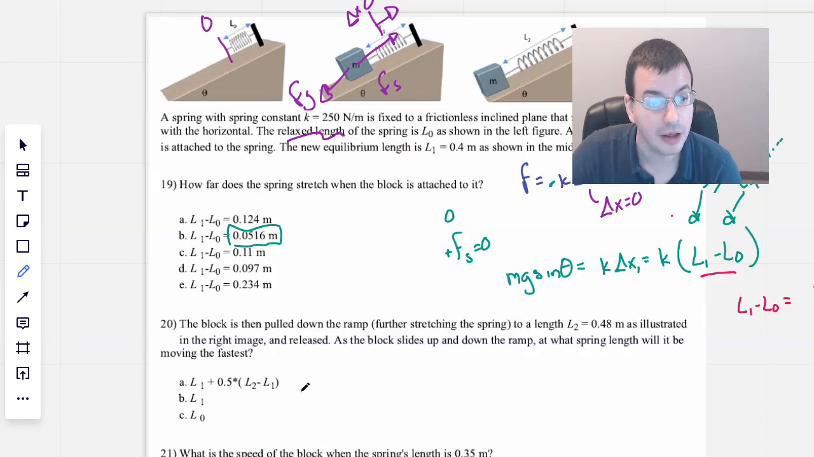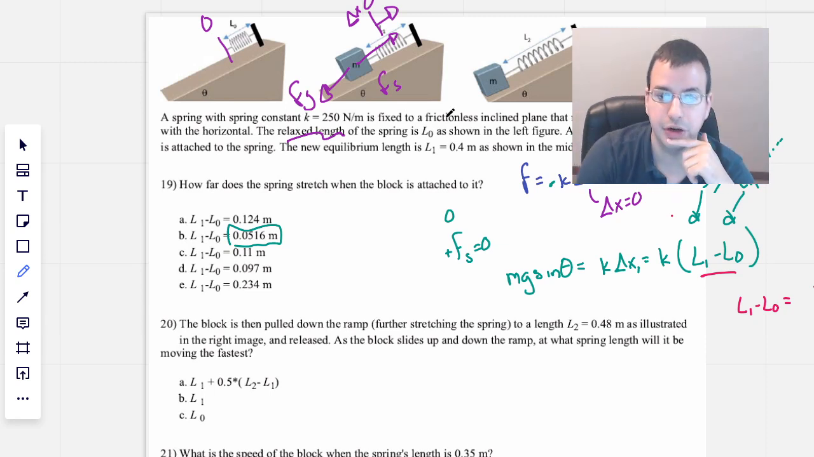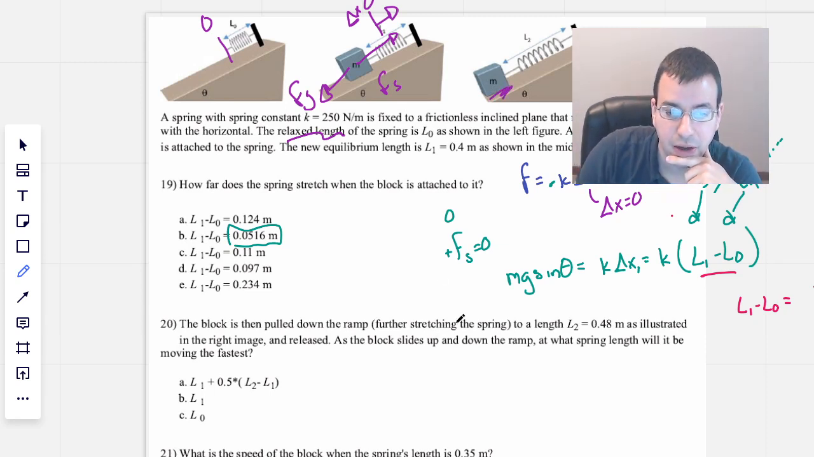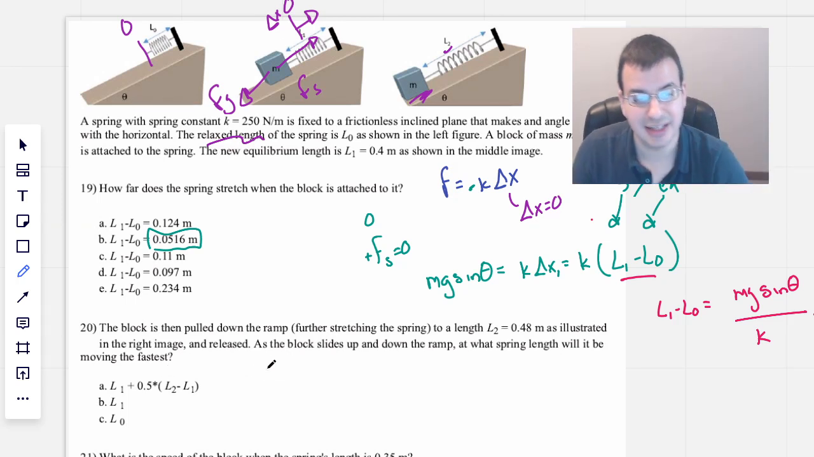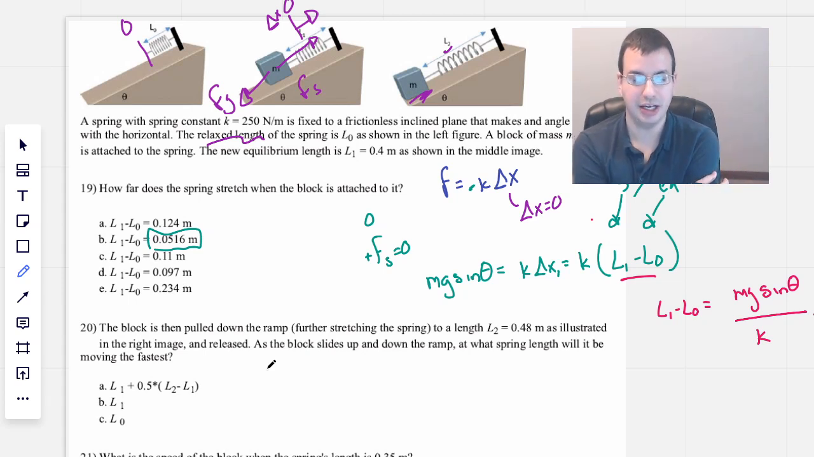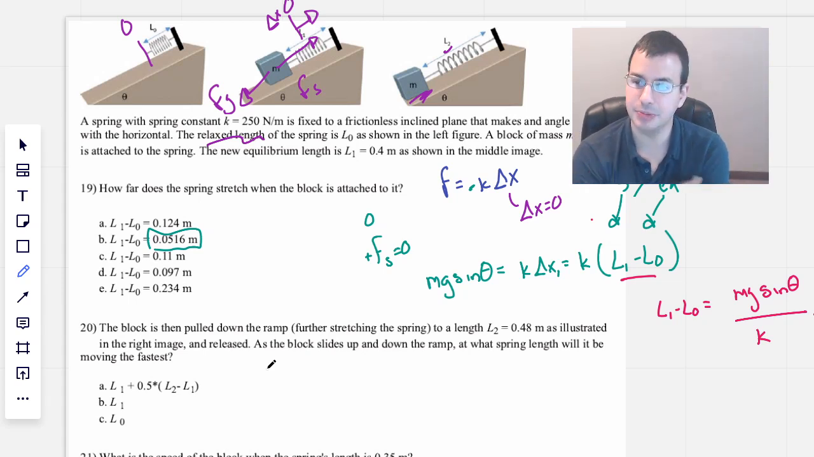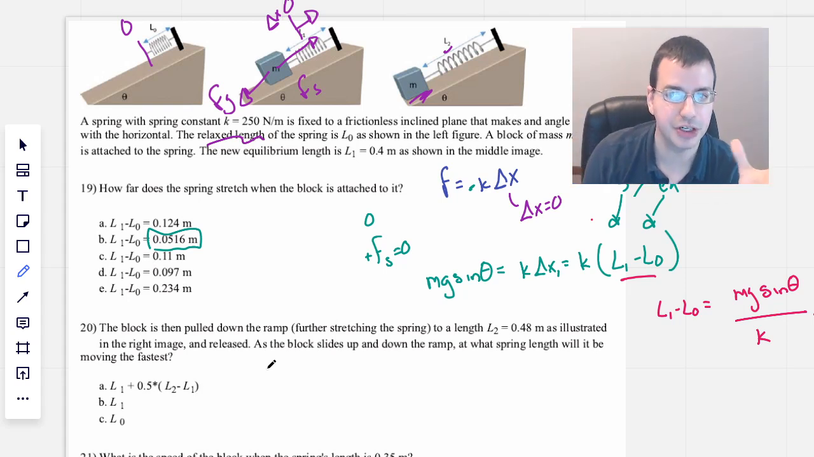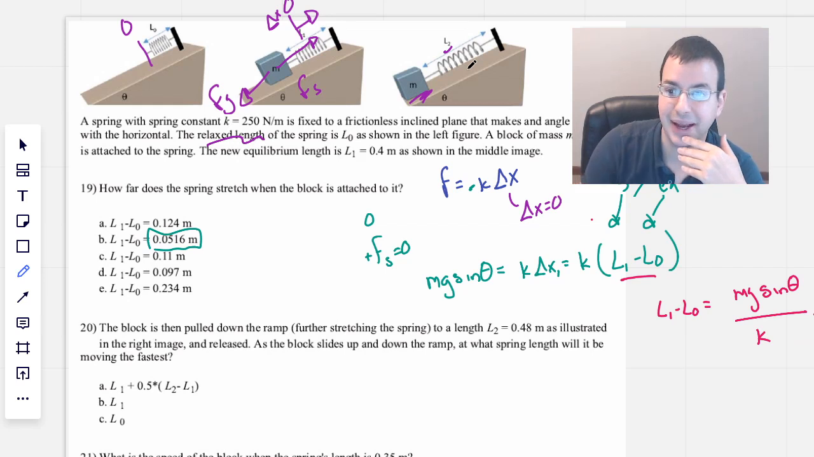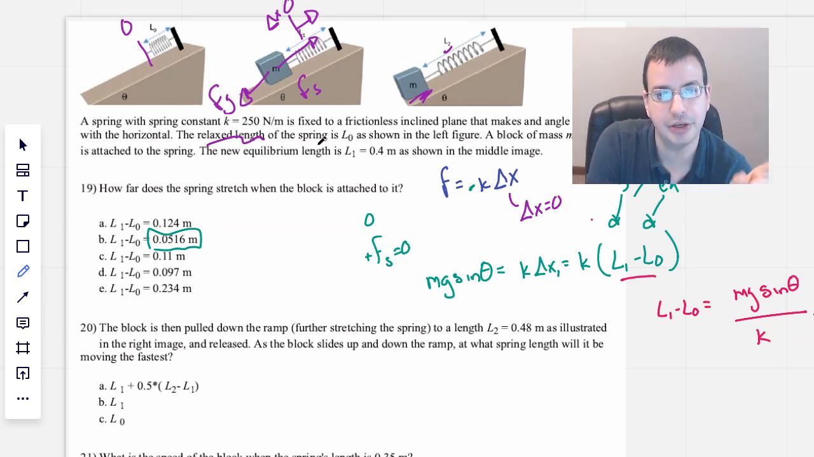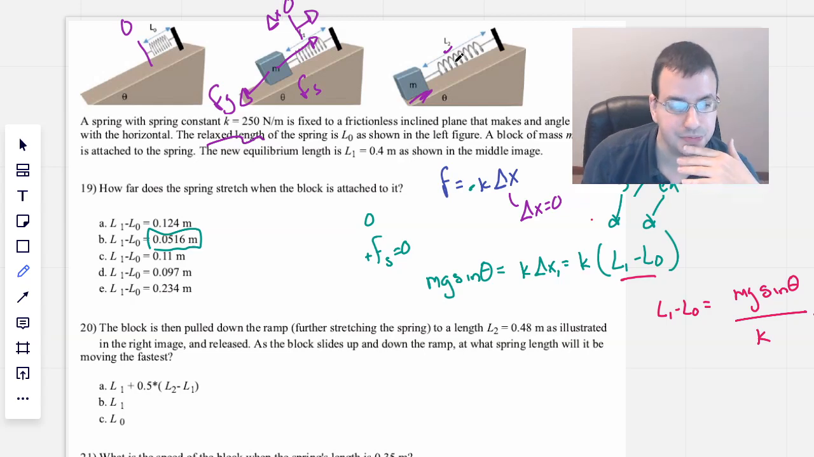The block is then pulled down the ramp further, probably like so, further stretching the spring to a length of 0.048, L2. Yep, got L2 right there, as illustrated in the image to the right. And released. As the block slides up and down the ramp, at what spring length will it be moving the fastest? It'll keep going up and down forever because there's no friction to lose that energy. So it has the energy due to the spring when it's stretched like this, then it comes up and has not only the spring pushing the block back down, because it moves probably past this equilibrium point, but then it has gravity pulling it down too.